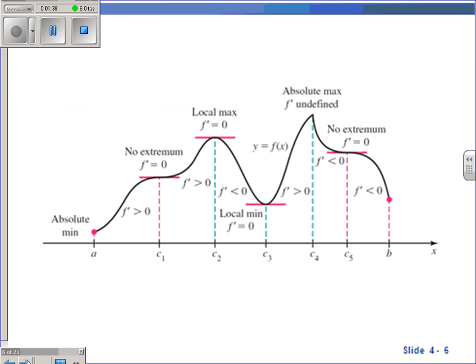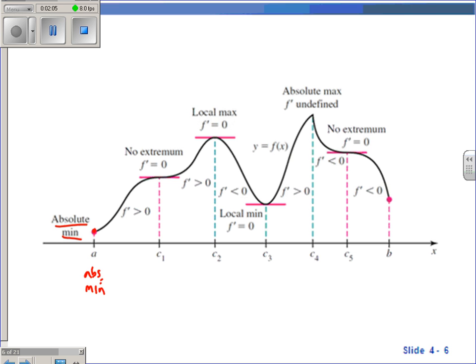Now, looking at this picture, I want to look at these A, C1, C2, and so on up to B, and look at each point and see what's going on. First off, at x equal to A, we have an absolute minimum. It's not local because it's at an endpoint. Local ones can't be at an endpoint, but it is the lowest y value across the board. So we have an absolute minimum at A.